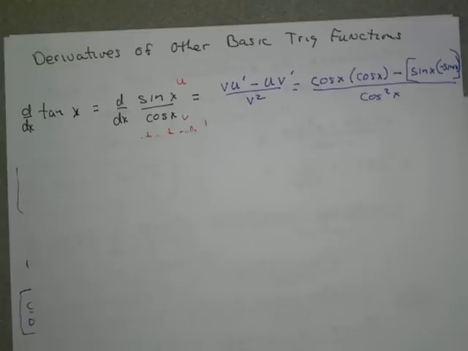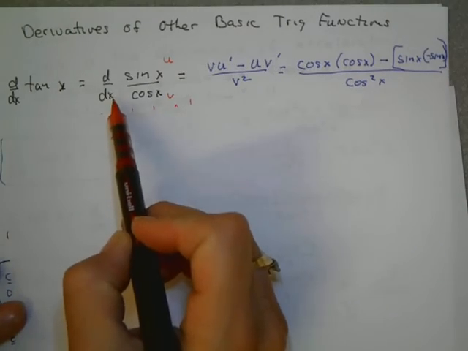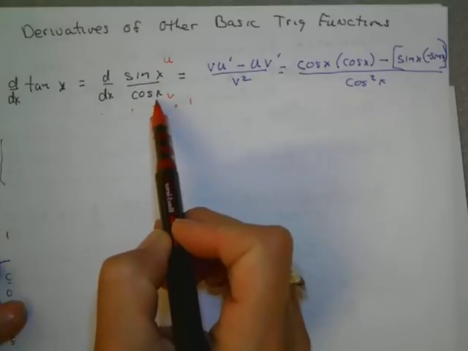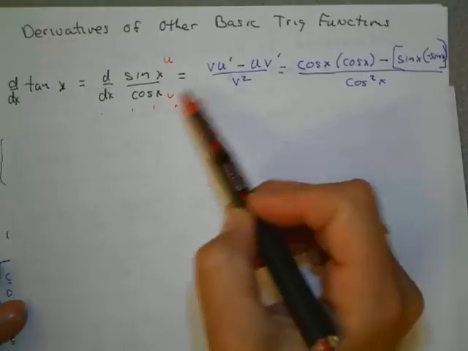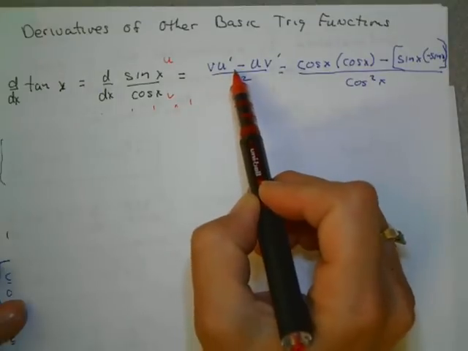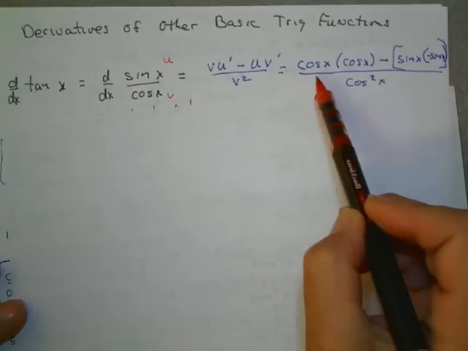If you look at the tangent function, we can take the derivative of the tangent by taking the derivative of the sine of x over the cosine of x. That would be u and v. And we know that's going to be low d high minus high d low all over the square of what's below. Well, below is cosine of x.